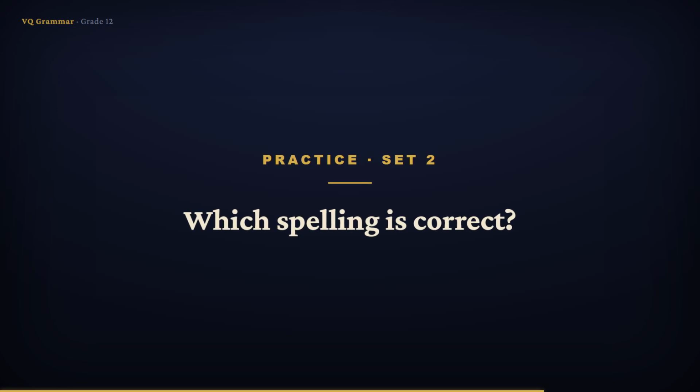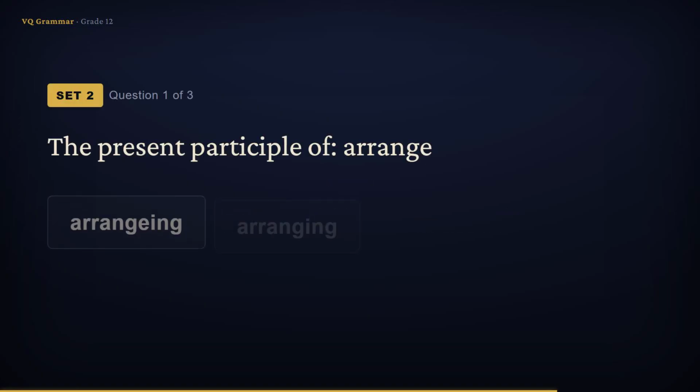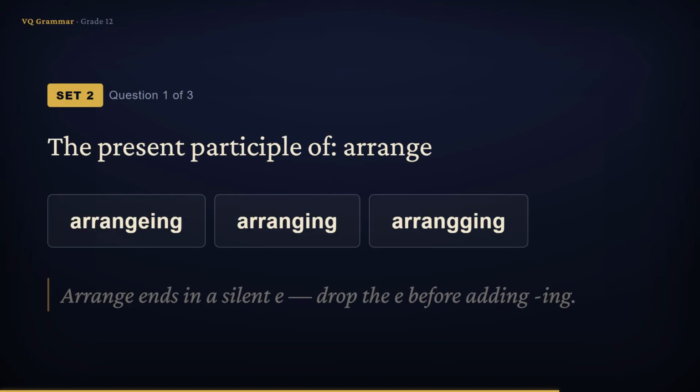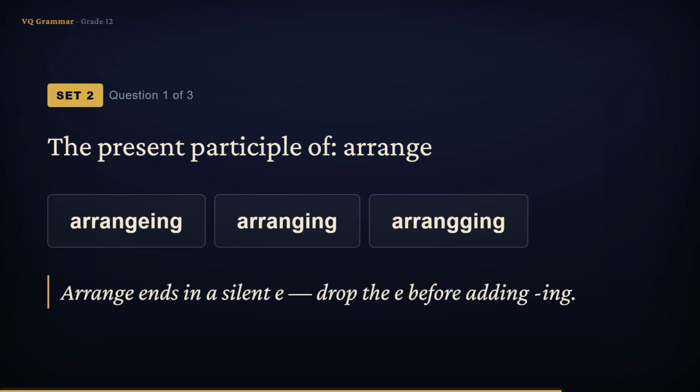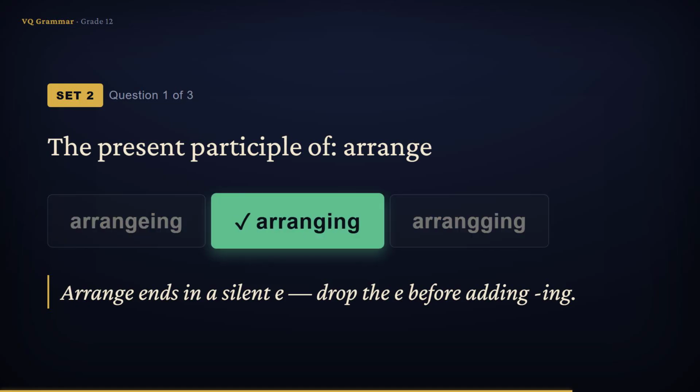Now for the spellings. Each item asks for one form of a regular verb, and 3 spellings are offered. Only one of them is right. Pause and choose before I answer. The present participle of arrange. Well, arrange ends in a silent E, and our first spelling rule says to drop that E before you add ing. So we cross the E off and add the ending. The correct spelling is arranging.